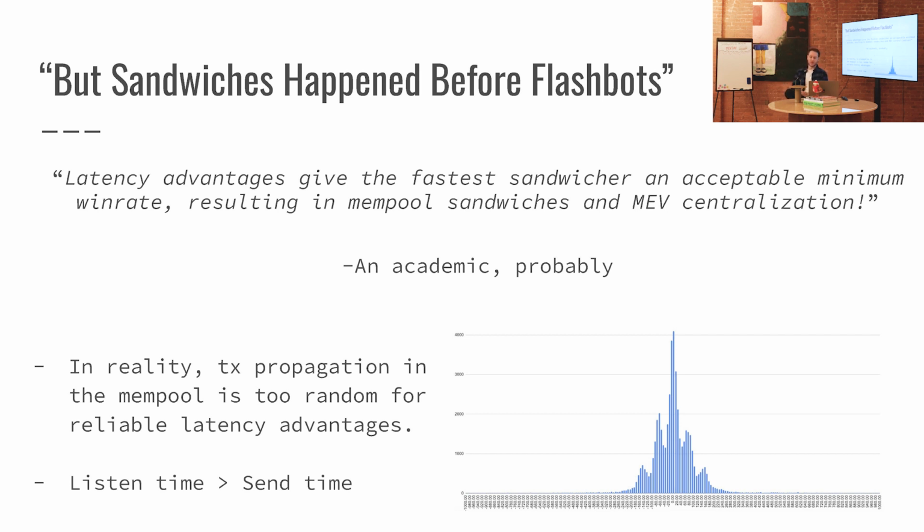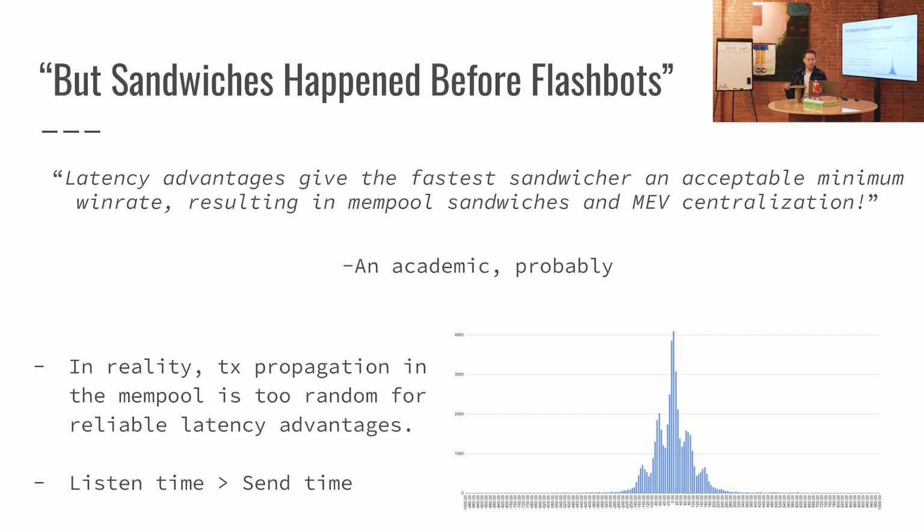And so one thing that I've heard a lot of people say is that latency advantages would give the fastest sandwicher an acceptable minimum win rate, which is to say that the fastest sandwicher would have high confidence in bundle atomicity because they would have high confidence in winning. And then that fastest sandwicher would be able to do mempool sandwiches, and this would lead to MEV centralization.